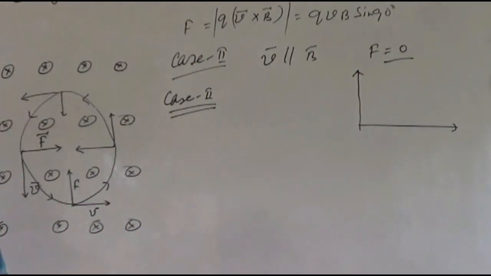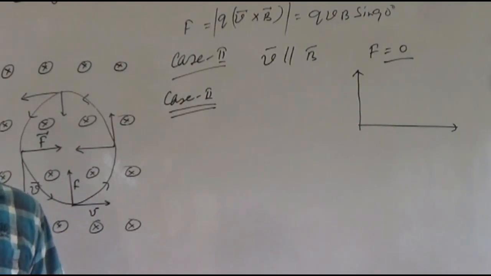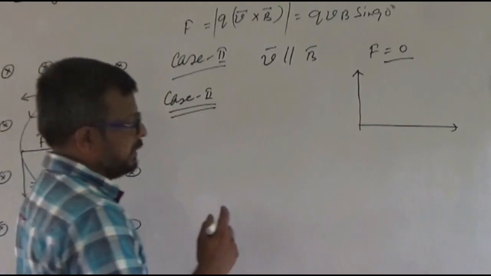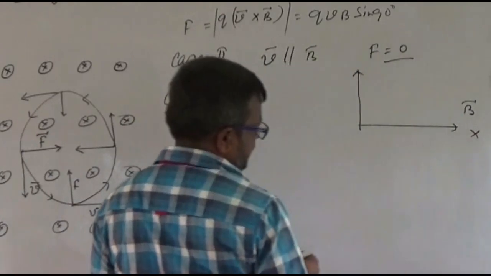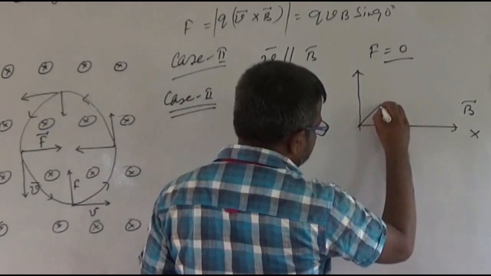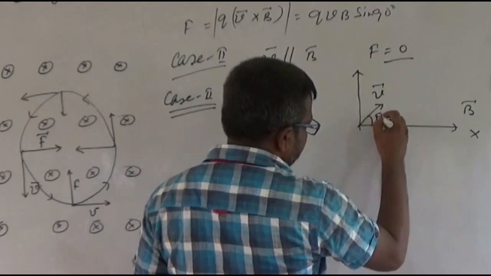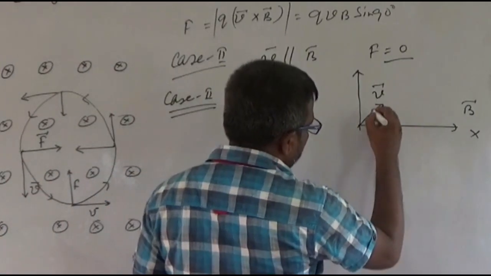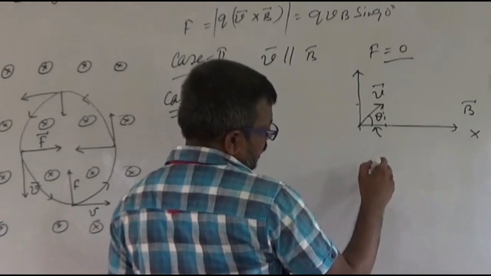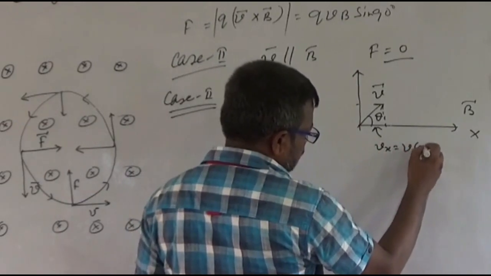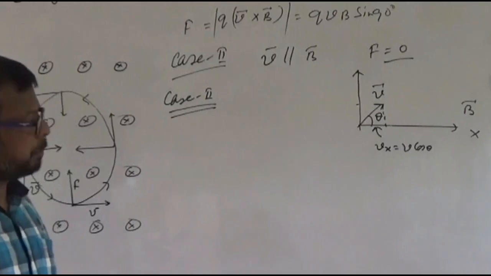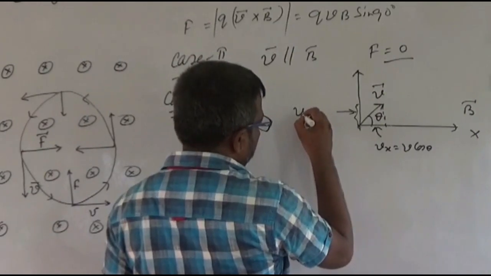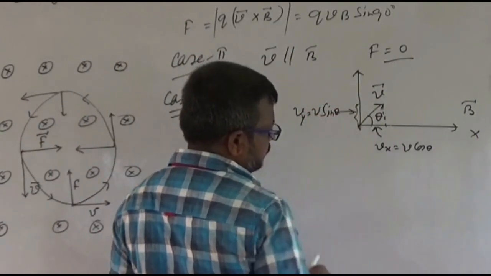Let us consider a charged particle of charge q and mass m moving with velocity v at an angle theta with the magnetic field. Let us say the magnetic field is along the x direction and the particle is entering the region with velocity v making an angle theta with the magnetic field. Then this v has two components. One is along the x direction, which is Vx equal to v cos theta, and which is also along the direction of the magnetic field. Another is perpendicular to the magnetic field, which is Vy equal to v sin theta.